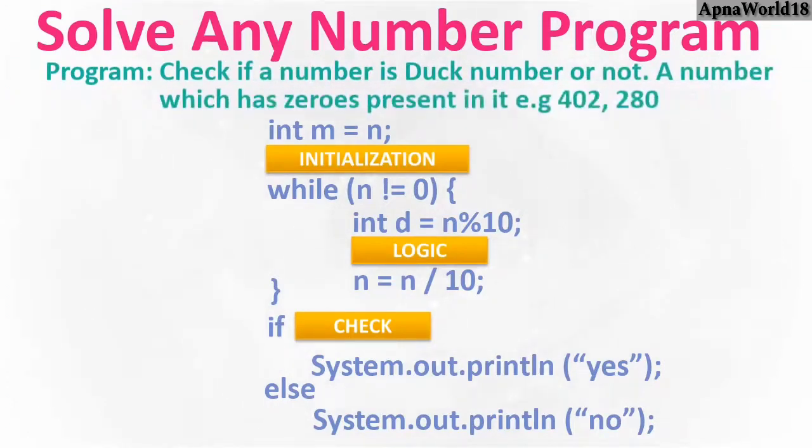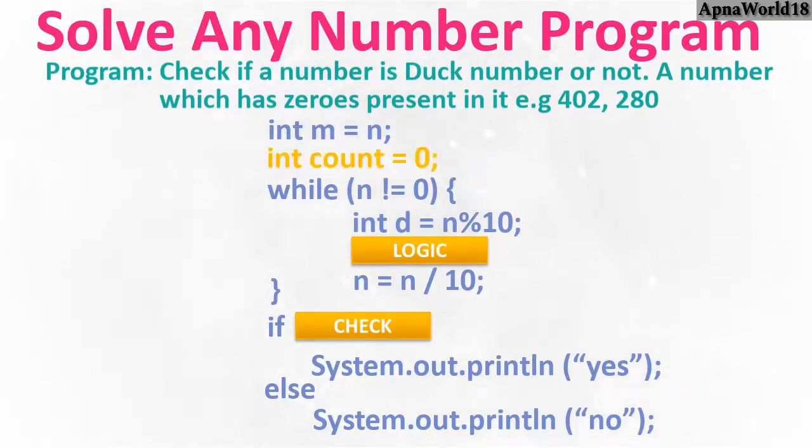It is a number which has zeros present in it. Example 402, 280 are all duck numbers. So here you have to check the digits, and if any of the digits is 0, then it is a duck number. The logic which I will explain can be used to find any other number too instead of 0, or it could be used to count the number of times a particular digit occurs in the number.